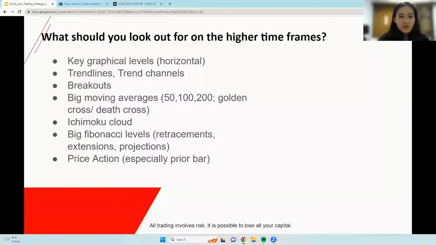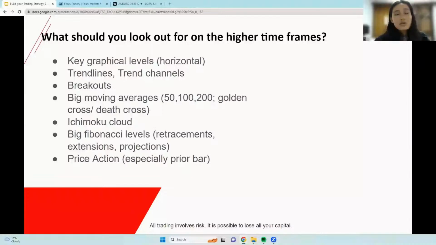Okay, so what should you look out for on higher time frames? Firstly, we have the key graphical levels. So these, we're talking about support, resistance levels. Next, we are talking about trend lines, trend channels, which obviously give you an idea of the trend. Next, breakouts. So by breakouts, we're talking about either breaking out of the trend line, breaking out of trend channels, or different key graphical levels.